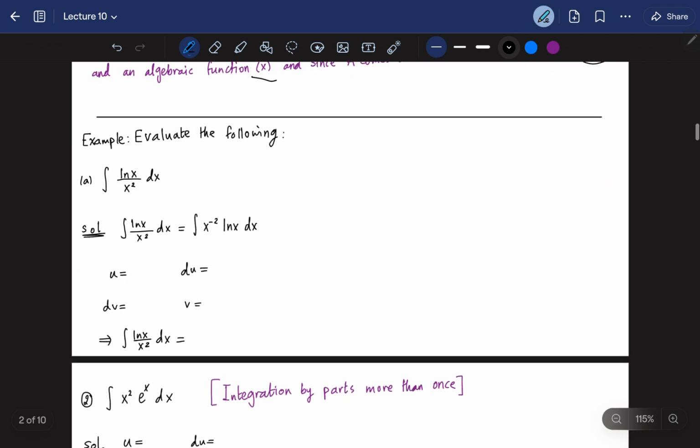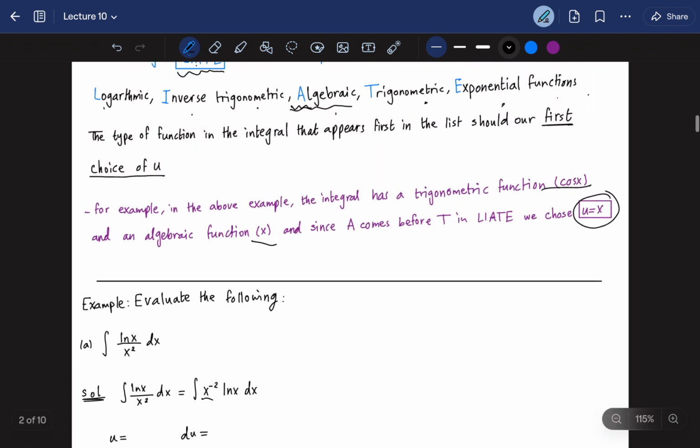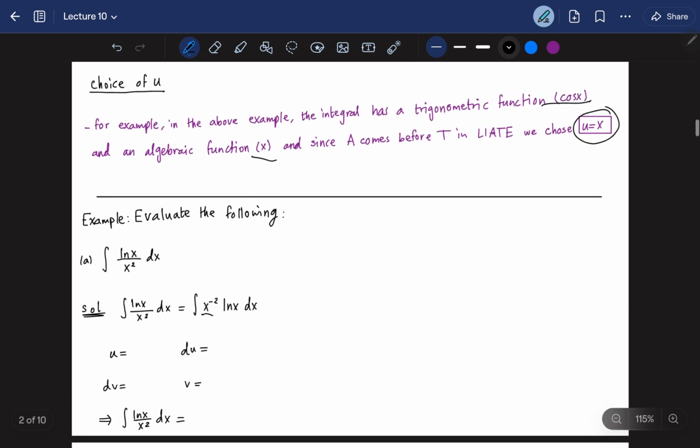Let's try another example. If I want to evaluate ln of x over x squared. Okay, so x squared, I can write it as x to the negative 2. Now, which one should I choose as my u? Should I take x to the negative 2 as my u or ln of x as my u? If you go back, you see that logs always come first. So since I have a log function, which is ln of x, I always take it as my u. So now, if you differentiate, du is just 1 over x dx. And then your dv, you take it to be the rest of your integrand.